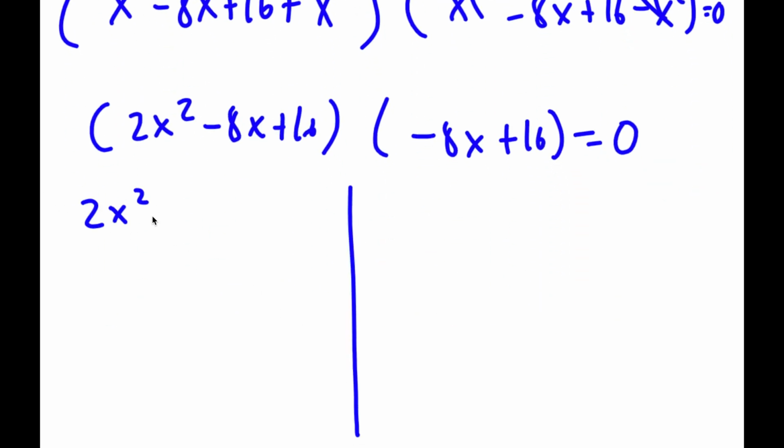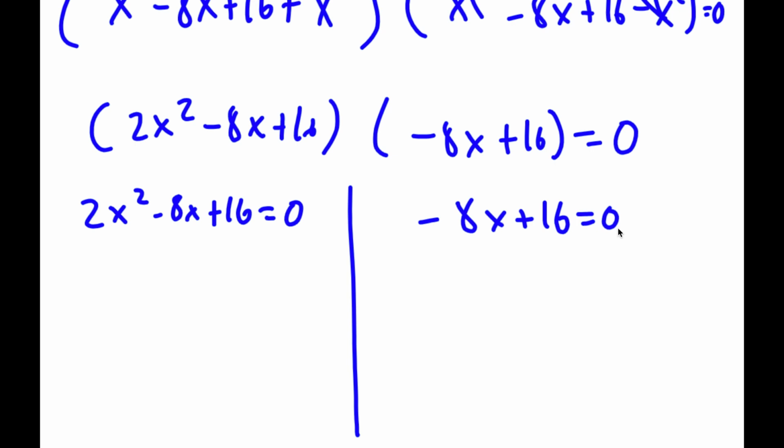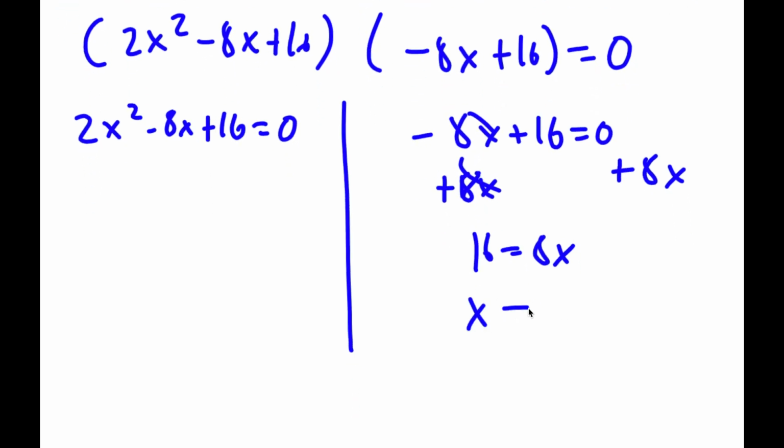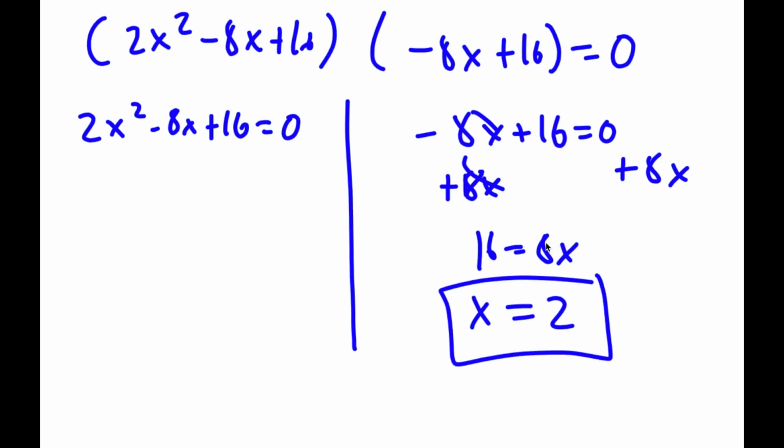I have 2x squared minus 8x plus 16 is equal to 0, and I have negative 8x plus 16 is equal to 0. So for negative 8x plus 16 equals 0, I simply add 8x on both sides. And I get 16 is equal to 8x, meaning x is equal to 2. So this is one solution of x.